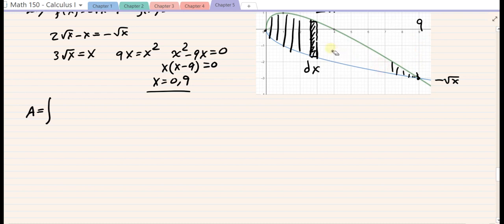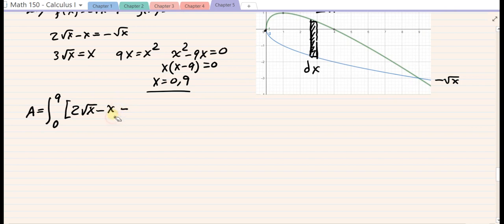Therefore I can write this as the integral with limits of integration 0 to 9 of 2 root x minus x, the function above, minus, let me use parentheses here, the function below, which is negative root x, and then dx. Again, this would be like height times width for each rectangle.